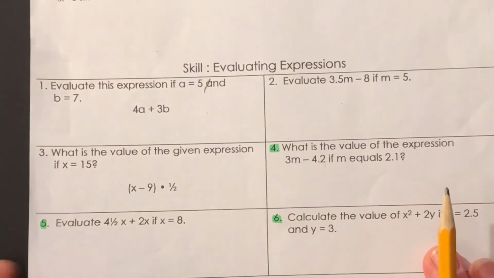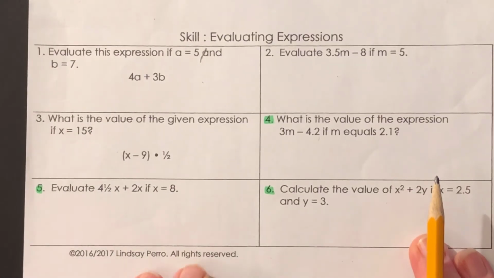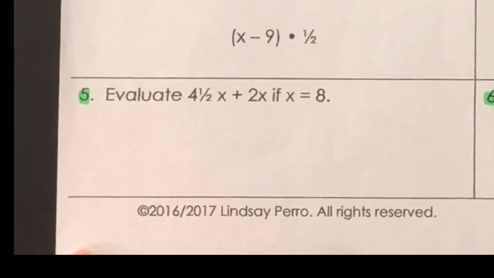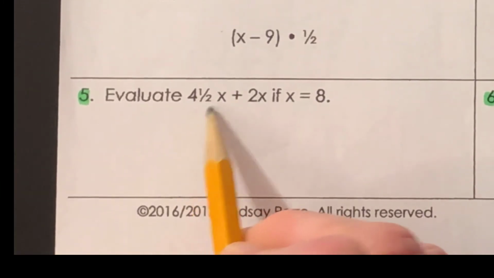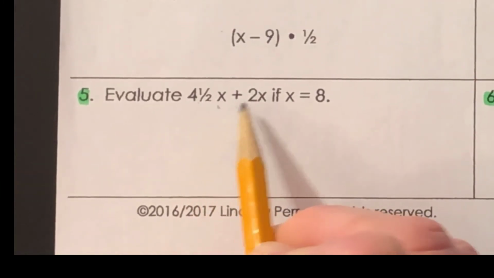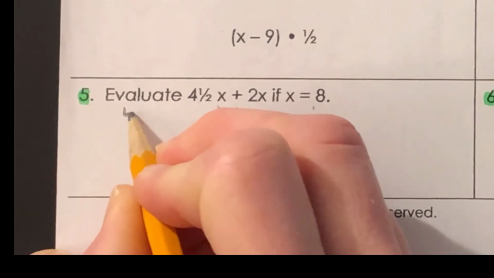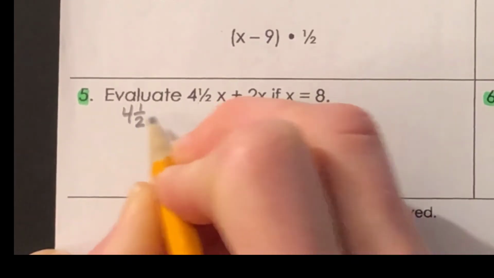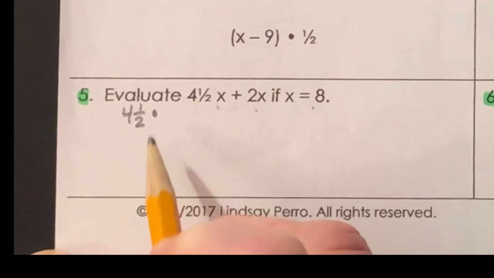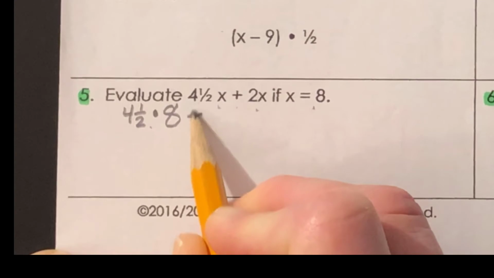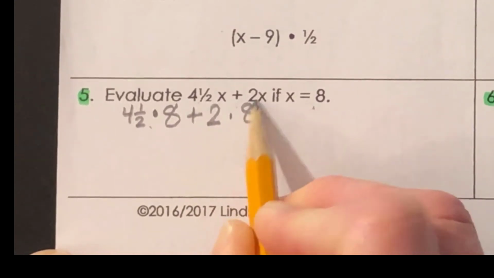This is merely substitution. I'm doing some with you because we've got fractions and decimals. It's all the same. But sometimes when you see something like that, it might be a little intimidating, but they're really all the same. We'll start with number 5. 4.5x plus 2x. X is 8. So that means we have 4.5, we'll add in a multiplication symbol, plus 2 times 8.